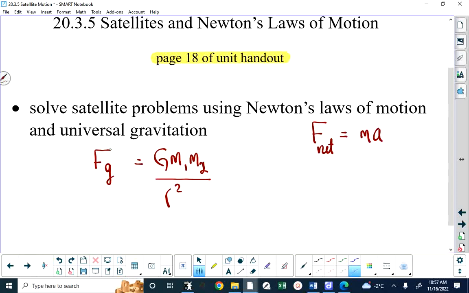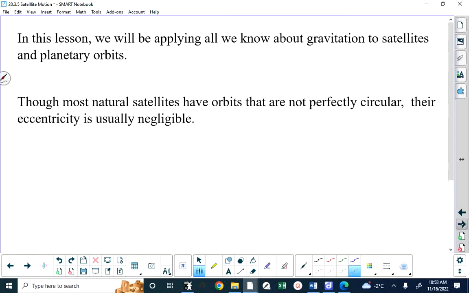And I mention that because I'm going to be using that terminology with you next year in Physics 30 when we talk about satellites in atoms. Electrons are satellites of nuclei. Okay. So in this lesson, we're going to be applying everything that we know about gravitation to satellites in planetary orbits.